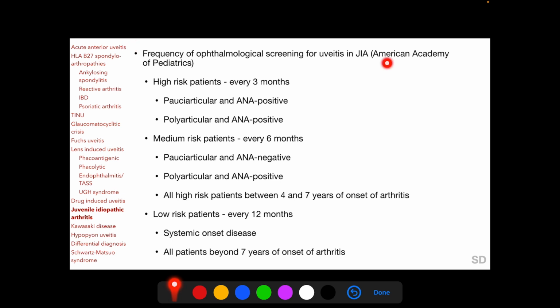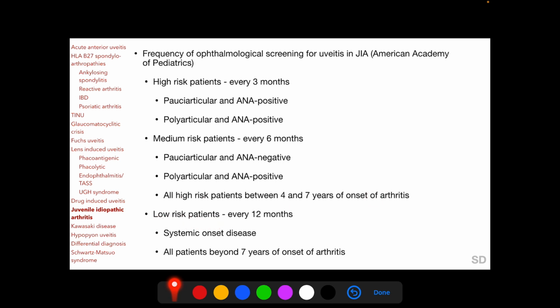Now there is a recommendation from the American Academy of Pediatrics as regards frequency of ophthalmological screening for uveitis in JIA, and it is mostly based on ANA. High-risk patients need to be examined every 3 months, and they include both polyarticular and pauciarticular patients with ANA positivity. Medium-risk patients should be screened every 6 months, and they include both polyarticular and pauciarticular patients who are ANA negative. All high-risk patients become medium-risk patients between 4 and 7 years of onset of arthritis.